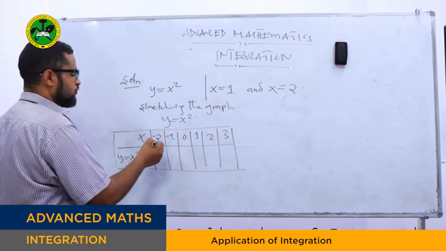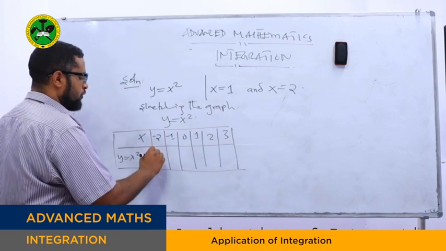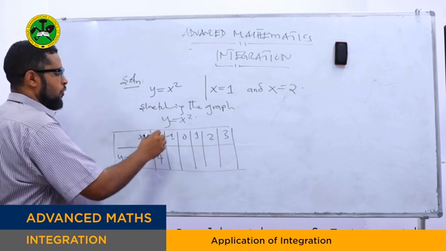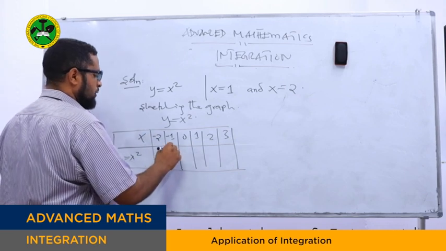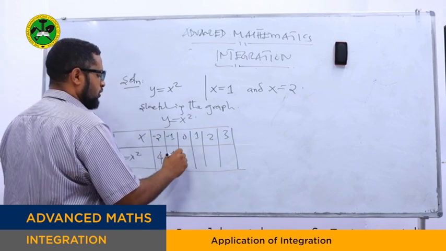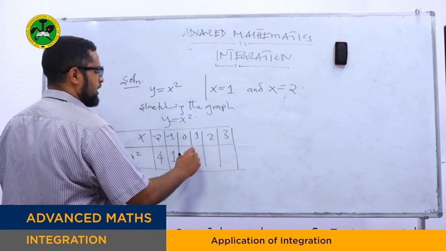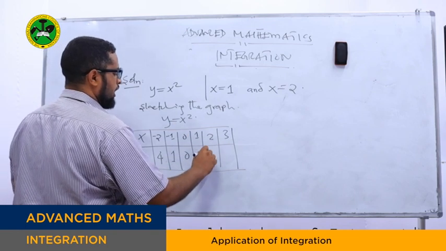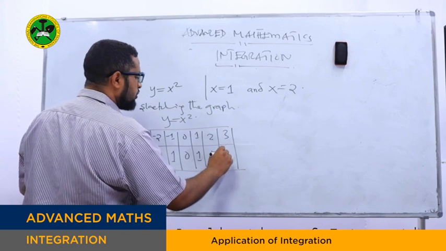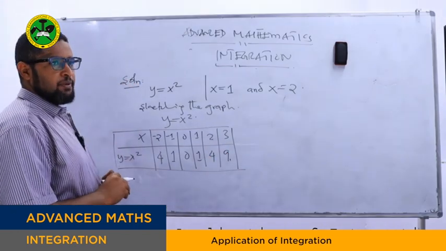When x equal to -2, this value will be equal to 4. When x equal to -1, here we'll be having 1. When x equal to 0, we'll be having 0. Again, here we'll be having 1, then we'll be having 4, and that one will be equal to 9.